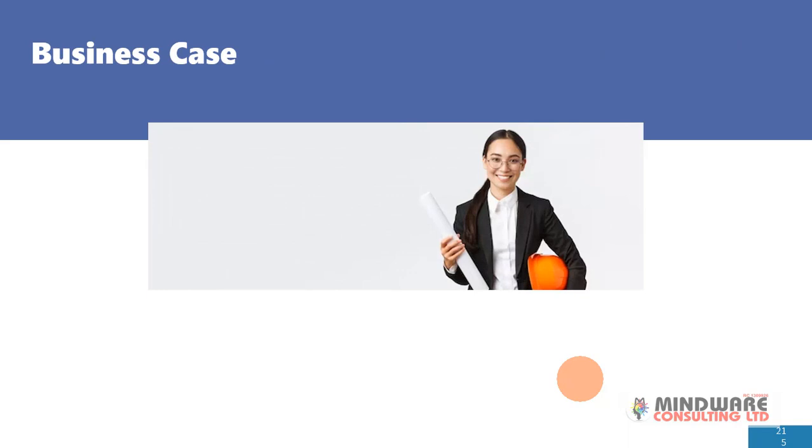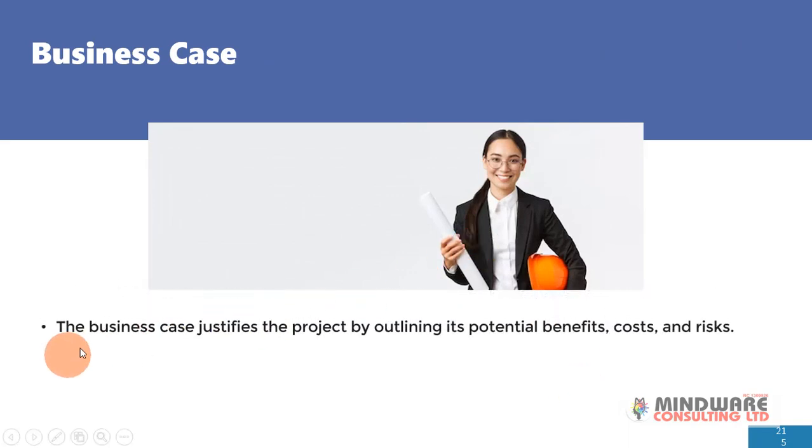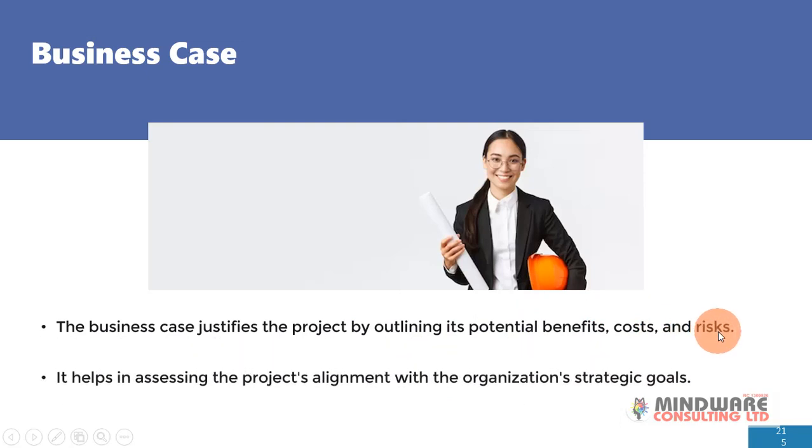Next we'll have the business case. The business case justifies the project by outlining its potential benefits, costs and risks. So here we have the benefit. What is the benefit of this particular project? That's talking about the case. You have to first of all make a case for your project, outlining its benefits, and then of course the costs and the risk. The benefit has to outweigh the cost and the risk for it to be viable.